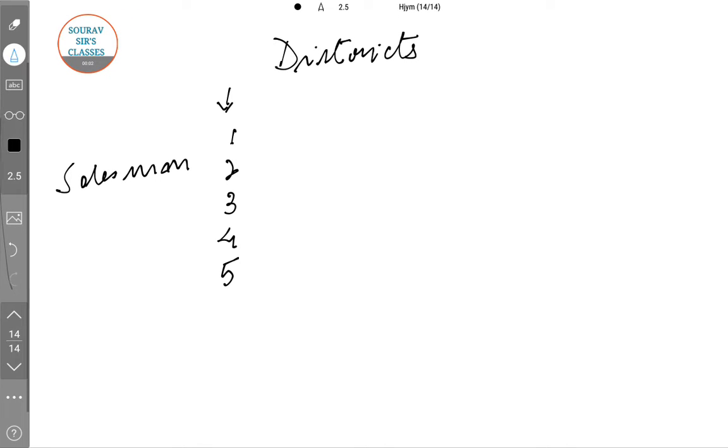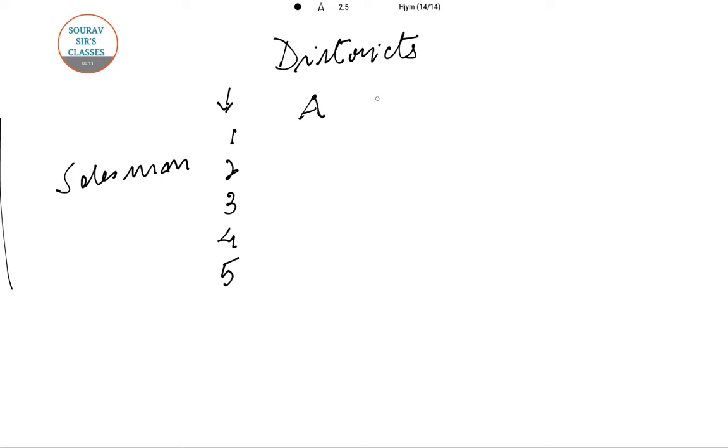So we have the list, the districts over here on the top and the salesmen on the left side. So the districts are A, then B, C, D, and E. And the number of salesmen are for A it's 32, B 38, then C is 40, D 28, E 40.